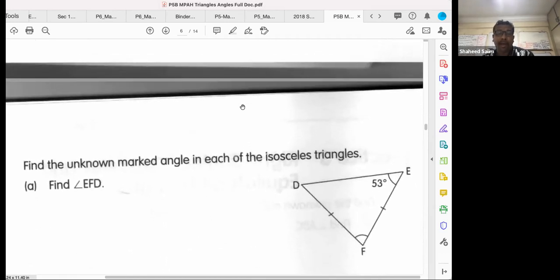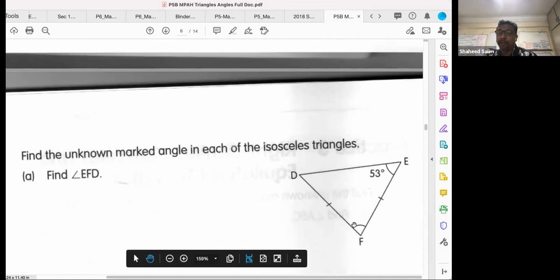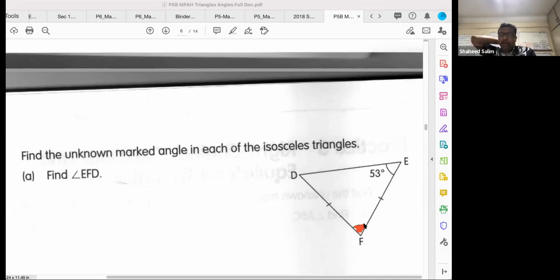Now you find DEF. You got to decide, are you sure EFD is 53 or not? Don't say an answer. Is it 53 or not? Use the sandwich method. Let us see. You want to find EFD, the one in red.